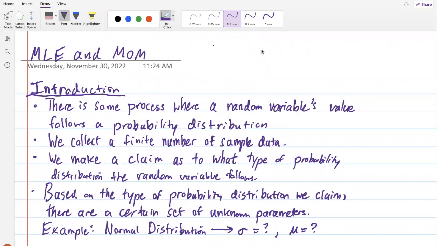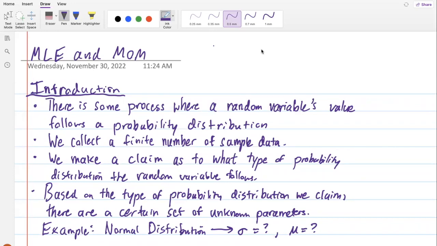For context, I'd like to start by talking about the situation in which maximum likelihood estimation and method of moments estimation are used. This happens when there's some process where a random variable's value follows a probability distribution, and then we collect a finite number of sample data from this distribution, and then we make a claim as to what type of probability distribution we think the random variable follows. So we don't know for sure, but we make a claim. And then based on the type that we guess, we're going to have a certain number of unknown parameters.